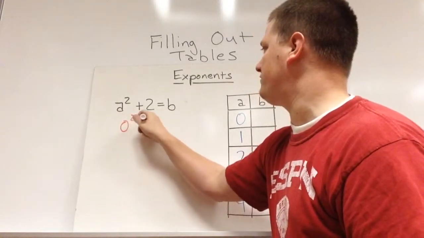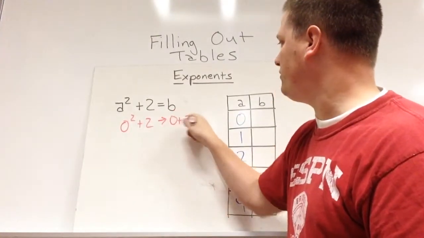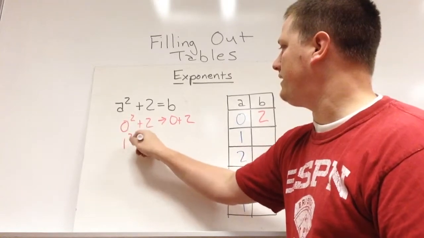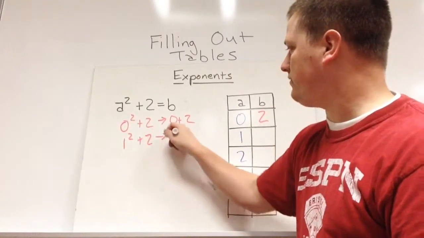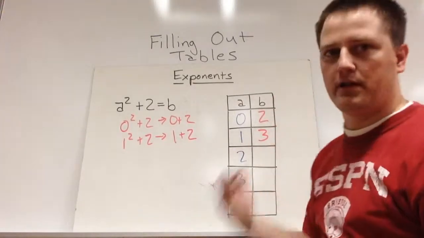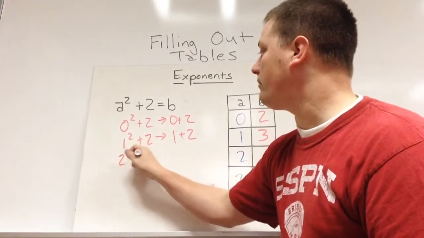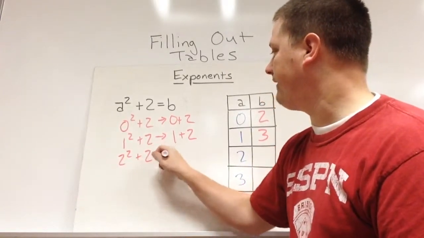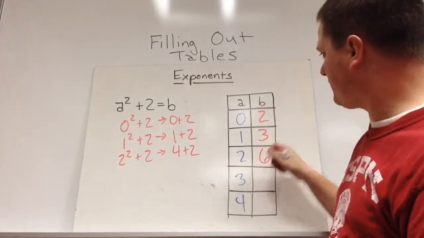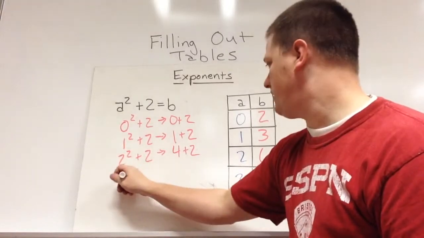0 squared plus 2. So 0 squared is 0 plus 2 gives us 2. 1 squared plus 2. 1 squared is 1 plus 2 is 3. Notice 2, 3 looks like it's going up by 1. That's going to change here. 2 squared plus 2. 2 squared is 4 plus 2 is 6. Look, up 1, up 3. That's weird. So we got to look at the next one.